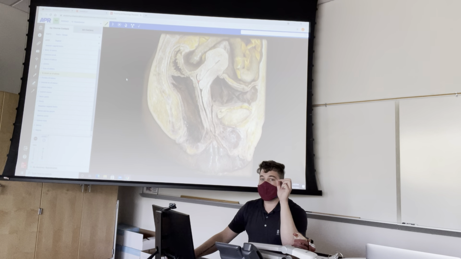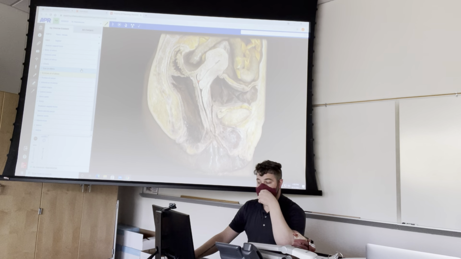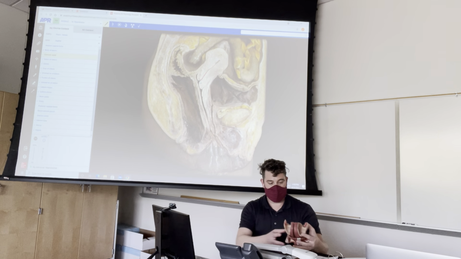And os just refers to a space or a hole. And then the space between is the cervical canal. So that little space between is the cervical canal.